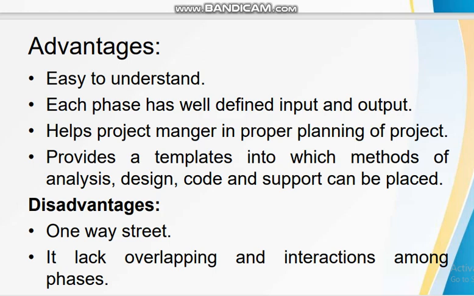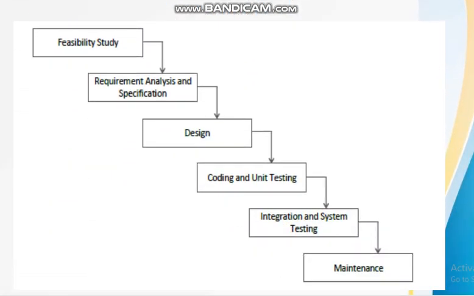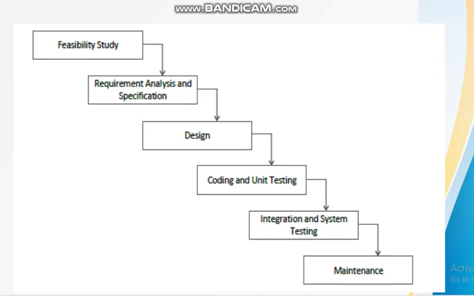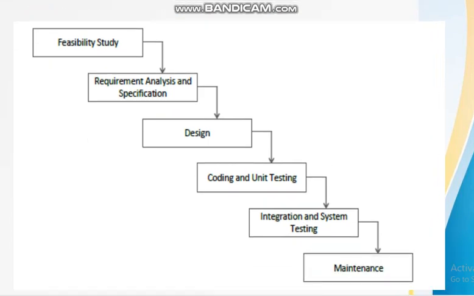This is one of the important models, called the waterfall model. In this model we first do the feasibility study. Then the requirement analysis, which we collect from the client. Second is requirement analysis and specification. After requirement analysis, we specify the things, what we actually want to do.